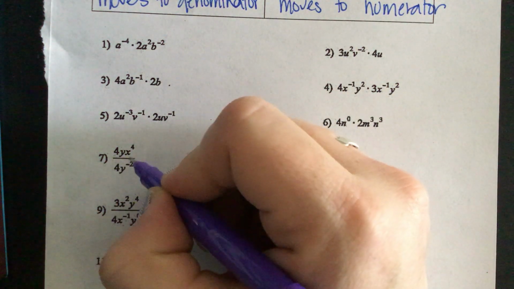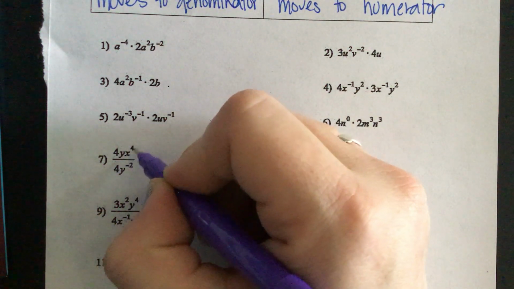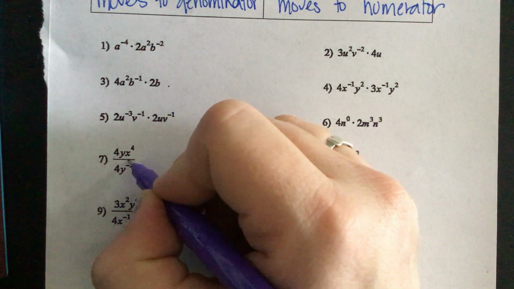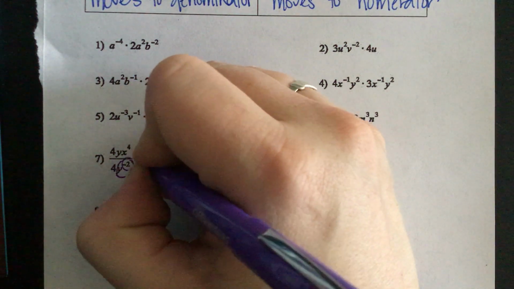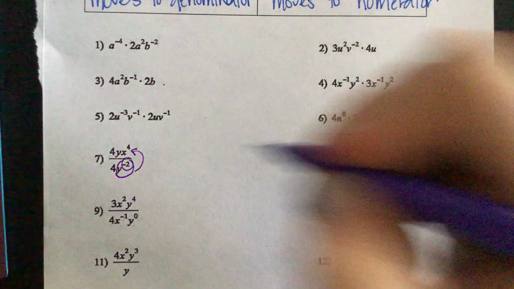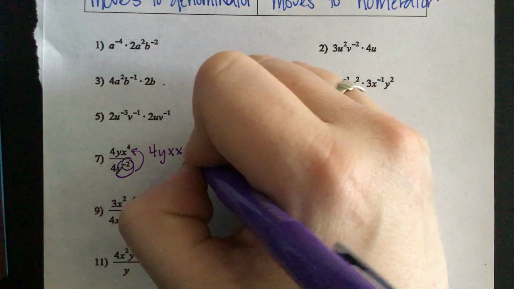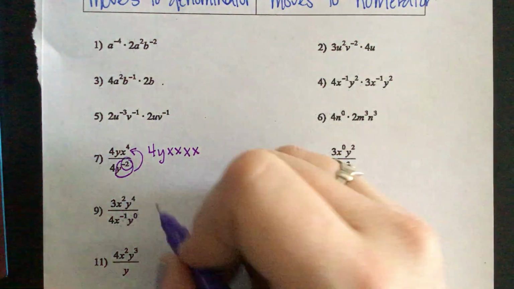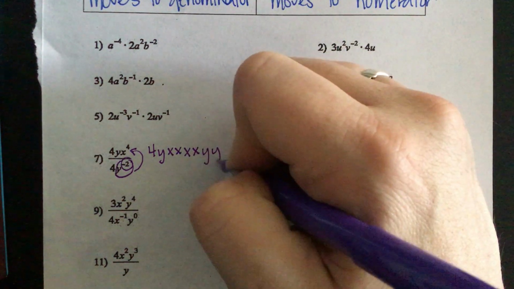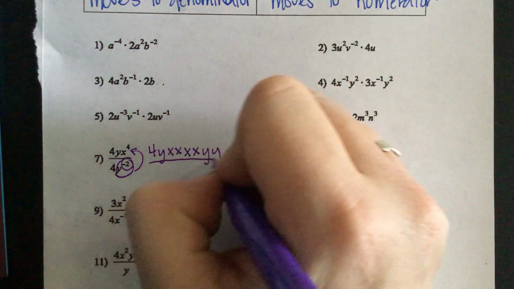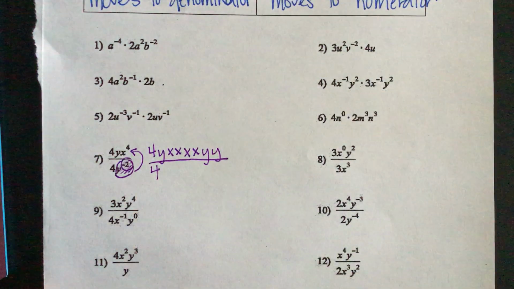Looking at problem number 7, I'm going to look to see, is there a 0? I don't see a 0, but I do see a negative. That tells me this needs to move to the top. So I'm going to have 4y x, x, x, x. And then this y to the negative 2 is on the bottom, so I'm going to move it to the top: y, y. Over, and this moved to the top, so it disappeared, and I'm left with a 4 in the denominator.